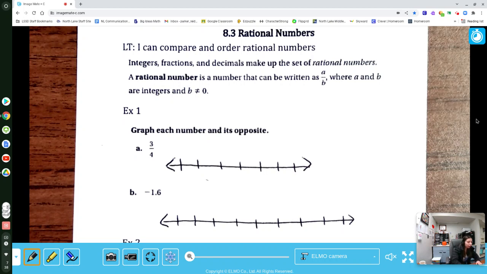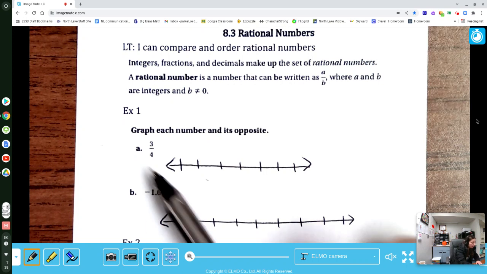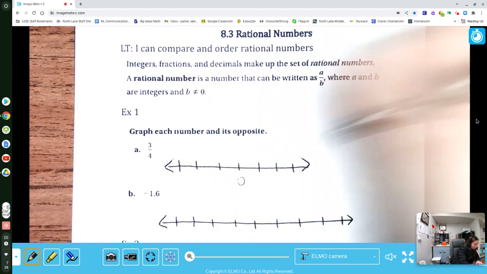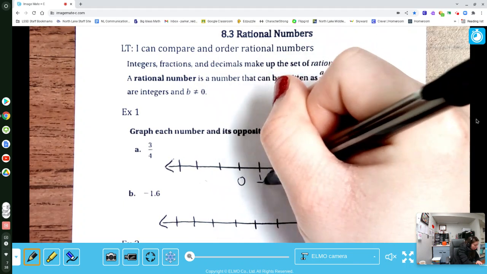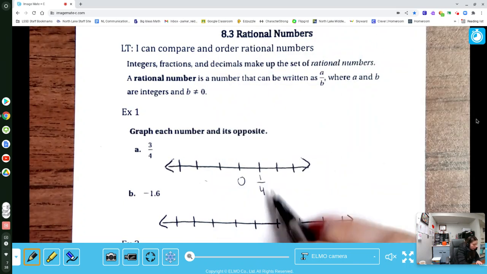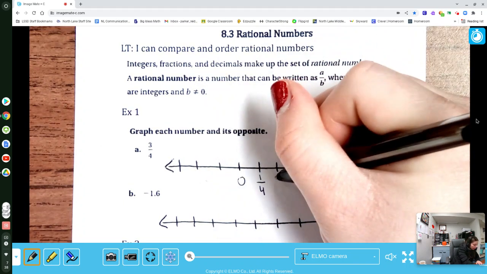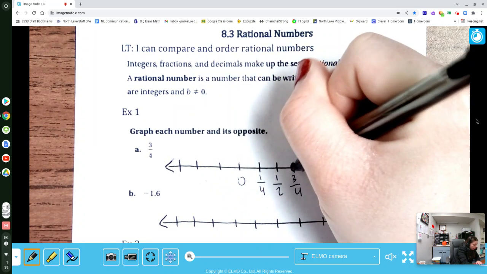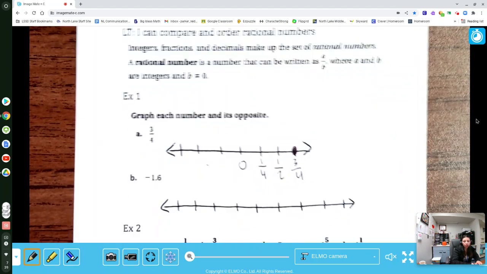For example 1, we're going to graph each number and its opposite. So here we have 3/4. Let's label our number line, put 0 in the middle. Now I'm going to count by 1/4. There's 1/4. Next I would have 2/4, which is the same as 1/2. And then next I would have 3/4. So there is my number, 3/4.